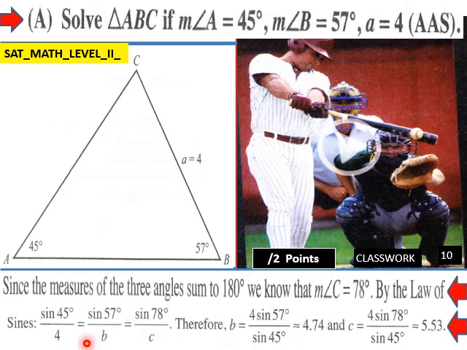By the law of sines, sine 45 over 4, sine 57 over b, and sine 78 over c. Therefore, these all equal each other. You have the same ratio. Therefore, side length b, which would be over here, is 4.74. And c, in this case, this length here, would be 5.53.